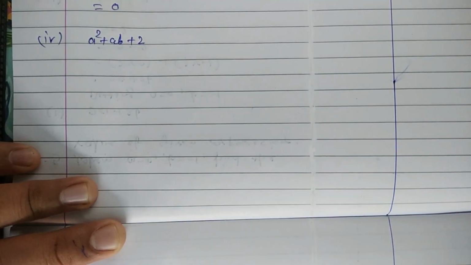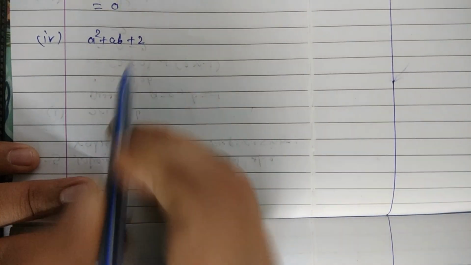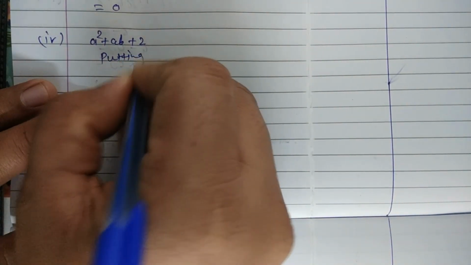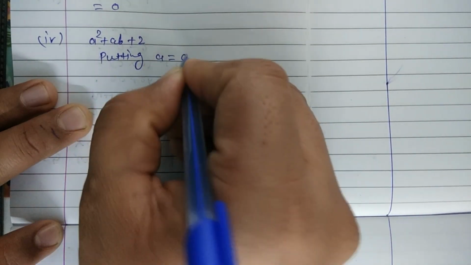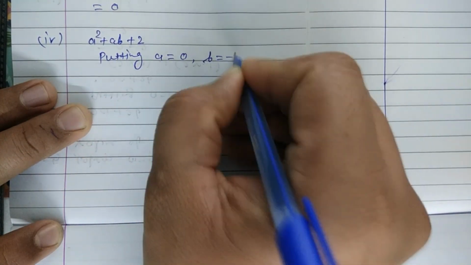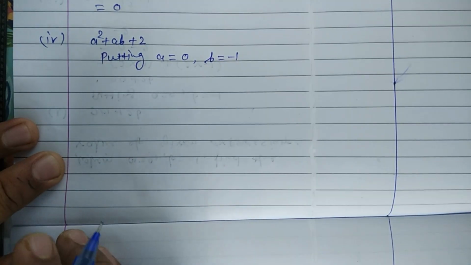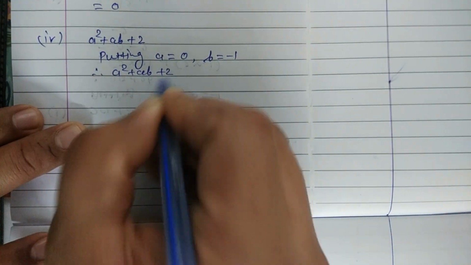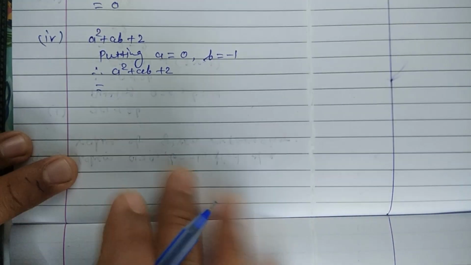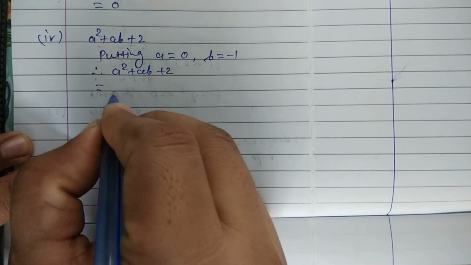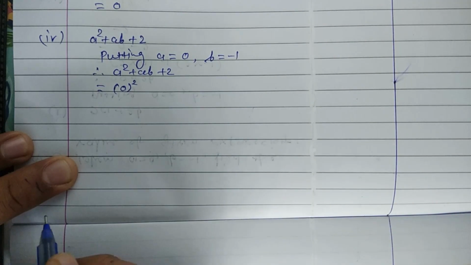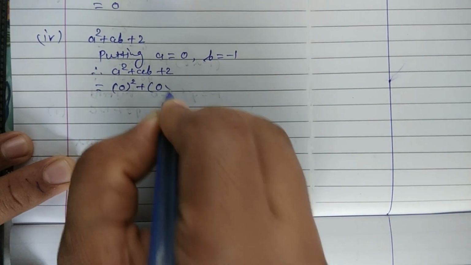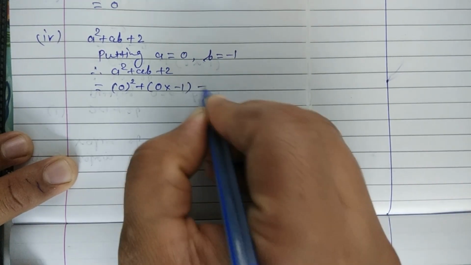Last expression, a square plus ab plus 2. So here we will write putting a is equal to 0, comma b is equal to minus 1. Therefore, expression a square plus ab plus 2 is equal to value of a, that is 0, so a square is equal to 0 square, second term a into b, so here 0 multiplied by minus 1 and plus 2.